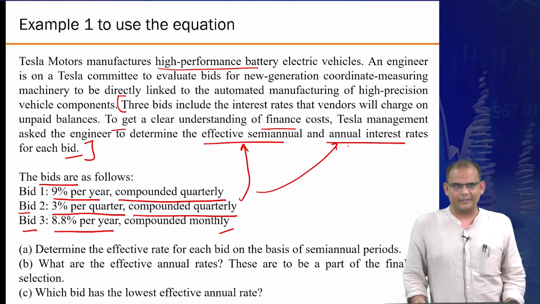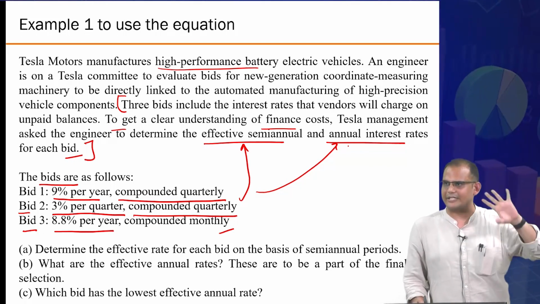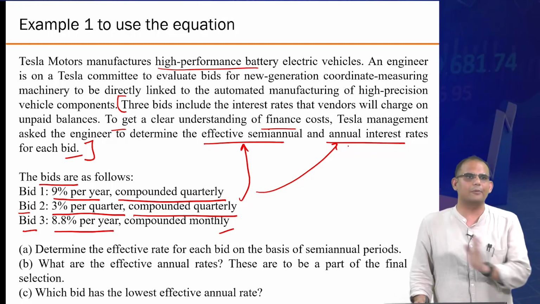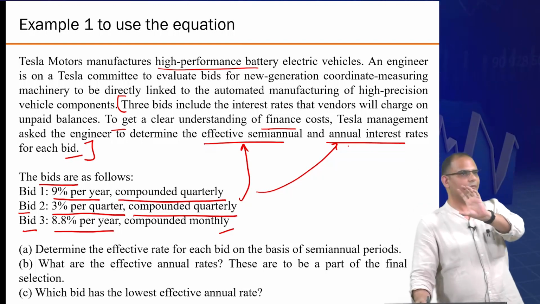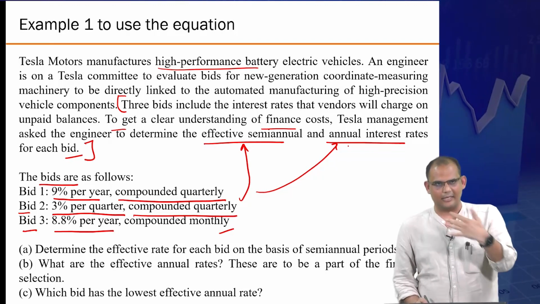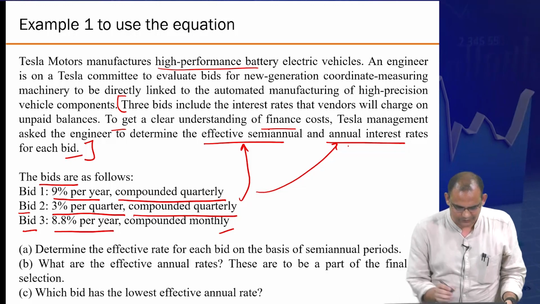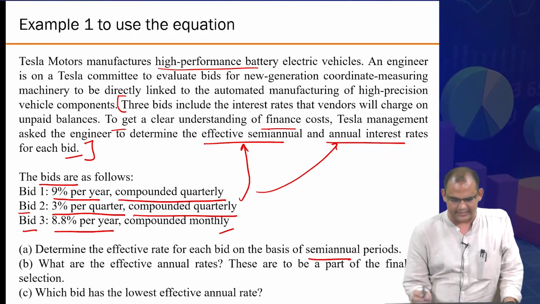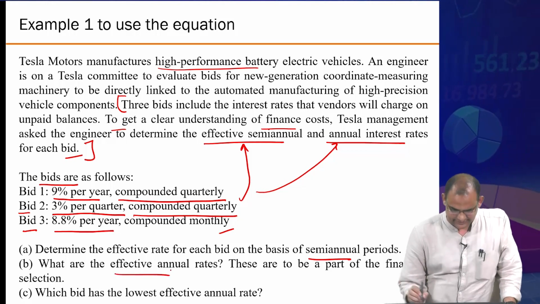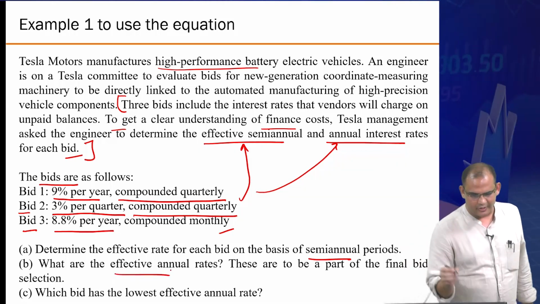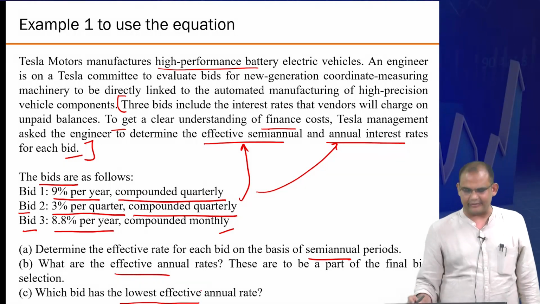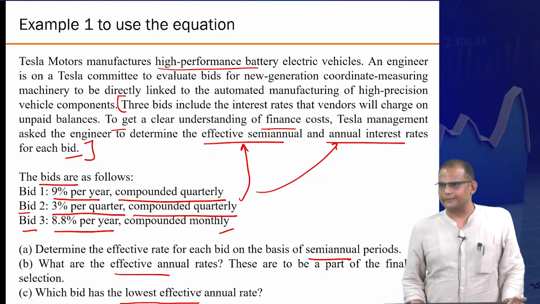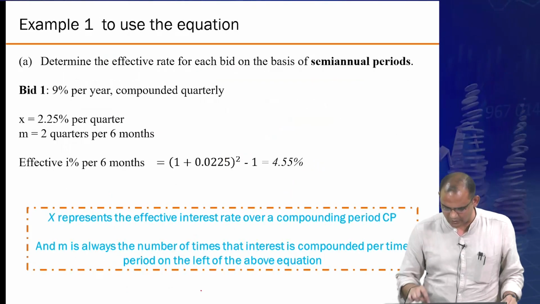Question is clear? 3 bids, each of them have assumed something to confuse you, but you are clear that we need to bring all these interest rates into a single time frame, which is semi-annual or annual, and that's the question, right? So determine the effective rate for each bid on the basis of semi-annual periods. What are the effective annual rates? These are to be part of a final bid selection. Which bid has the lowest effective annual rate? So pretty simple question. Understood the question? All right.